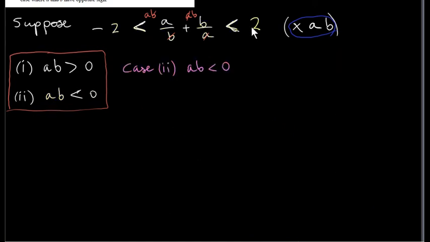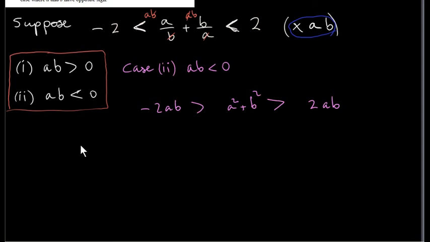So what we do now is we multiply our inequality by AB, and we're assuming that AB is negative. So we multiply AB by this part here to get minus 2AB. When we multiply AB by the expression in the middle, we'll end up with A squared plus B squared as before. AB times A over B is A squared. AB times B over A is B squared. When we multiply 2 by AB, we get 2AB. But the direction of our inequalities reverse, because we're multiplying this inequality by a negative quantity.